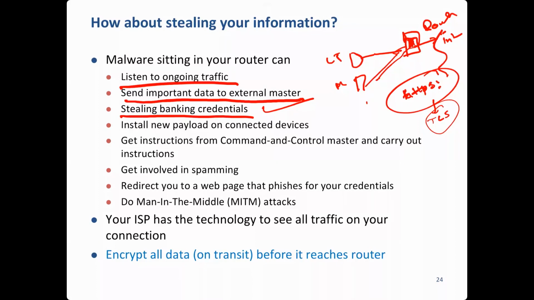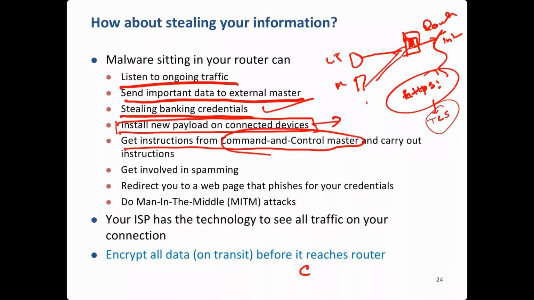All right. It can install new payloads onto connected devices. What it can do is that once there is control of the router, then cyber criminals can approach your devices, your laptop, your refrigerator, whatever device, or your mobile, and then install new malicious software there. And then it can create a backdoor and get instructions from a command and control master.